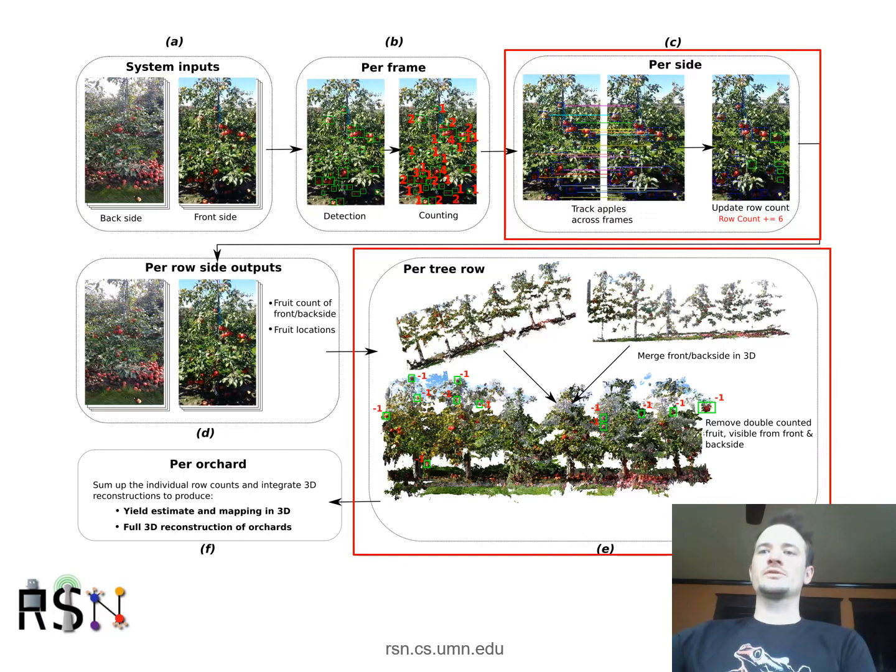Additionally, we track fruits by creating 3D reconstructions of the tree row that we merge from the front and the back side. And this allows us to avoid double counting fruit that are visible from the front and the back side of the tree row. Modern apple orchards rarely contain apple trees that are far spaced out. Instead, these apple trees are grown in almost linear setups with big holes within the foliage through which fruits can be seen from the front and the back.